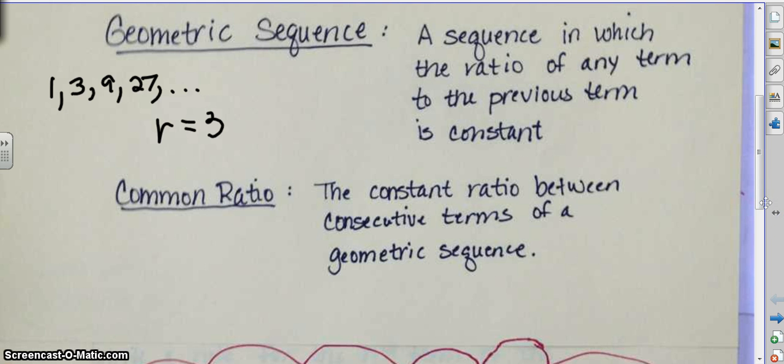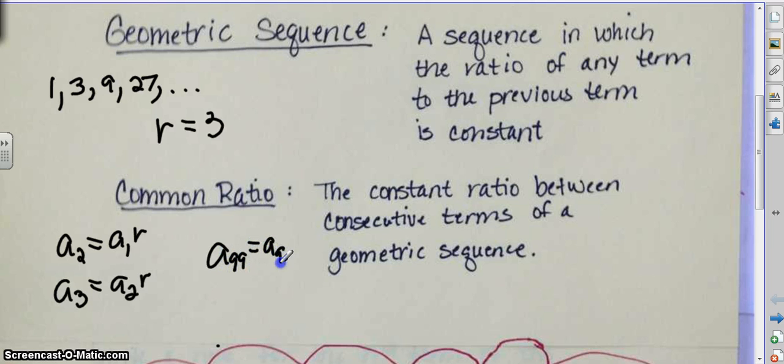So if I'm trying to find a sub 2, I would take the first term and multiply it by the ratio. That would give me the second term. If I wanted to find the third term, I could take the second term and multiply it by the ratio. If I wanted to find the 99th term, I could take the term that came before that, if I knew it, a sub 98, times the ratio, and that would give me the 99th term.